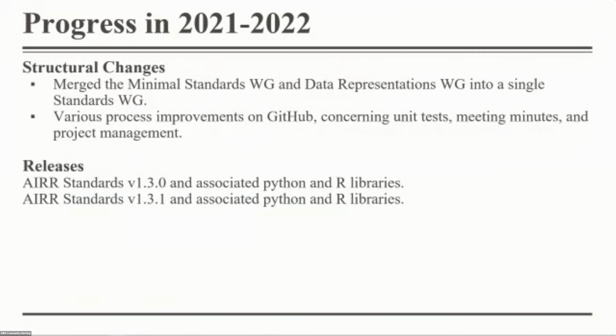So what we have engaged in the last cycle is, first and foremost, a merger of the prior data representation working group and the minimal standards working group and a component of the common repository working group. And this let us consolidate all of our standards efforts into one group. That seems to be going very well and has been a lot more efficient. We made various process improvements to how we develop things on GitHub. I don't think we need to go into too much detail on that. It's under the hood stuff. We've done 2 releases. We did a major release, version 1.3 of the standards, as well as a point release with some fixes.